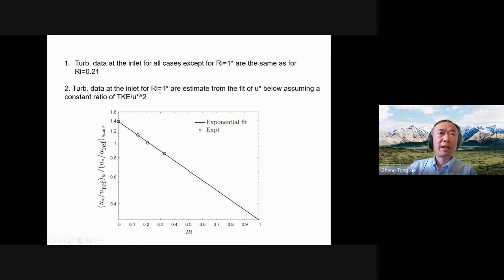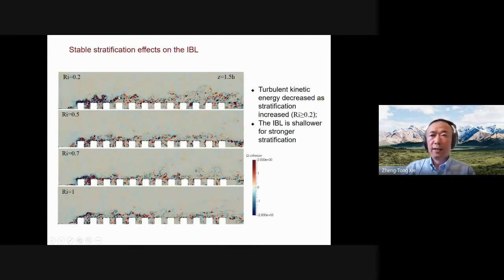So for the Richardson number 1, we have 2 sets of data. One is based on this estimation. Another one uses the turbulence just from the Richardson number 0.21. There are lots of interesting data, but what I try to emphasize today is the impact.